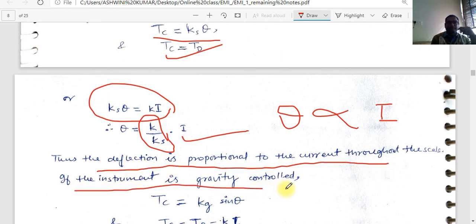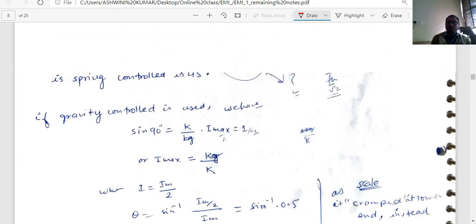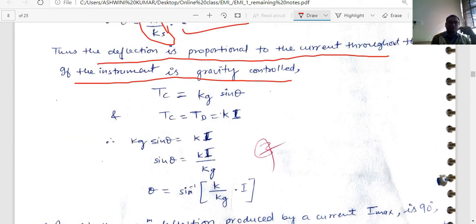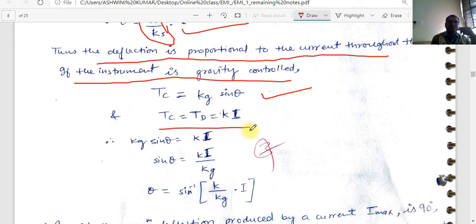If the instrument is gravity controlled, Tc is equal to Kg sin theta, and Tc is equal to Td is equal to KI. We can check here Kg sin theta is equal to KI. Sin theta is equal to KI divided by Kg. Theta is equal to sin inverse of K by Kg into I.